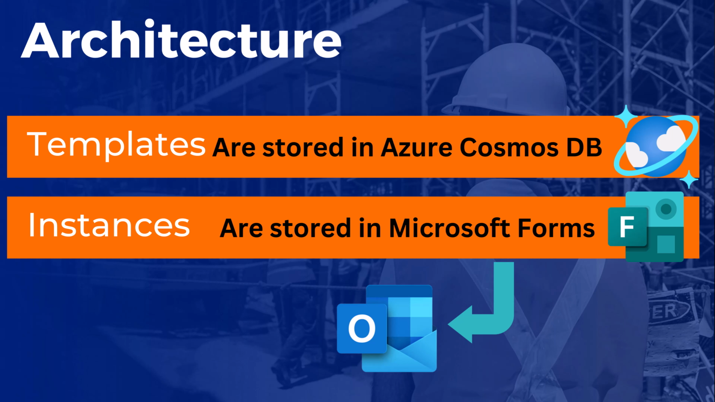So yes, it is stored in Azure Cosmos DB and it is stored in Microsoft Forms, but the Forms data is actually stored in the Outlook Exchange mailbox. So this is the overall architecture of your Viva Pulse.